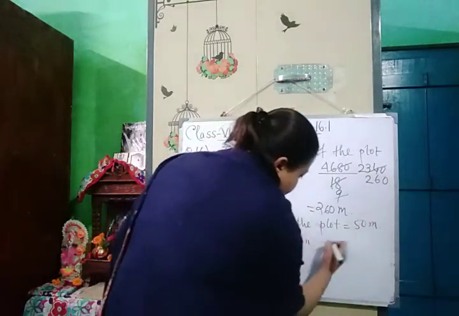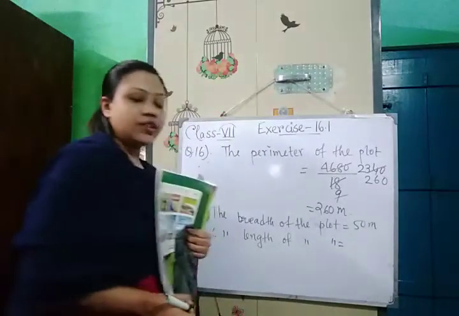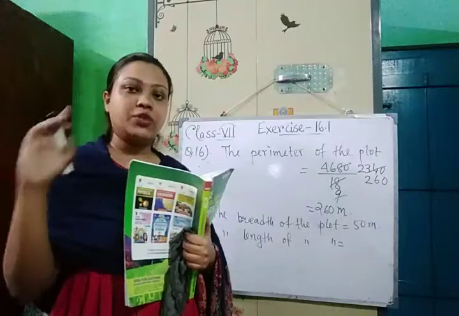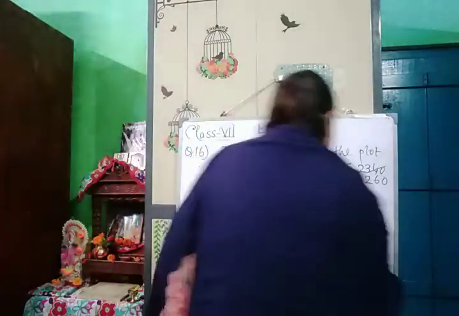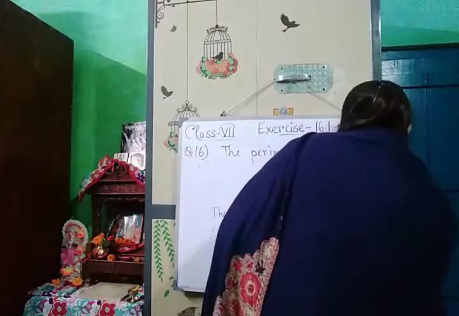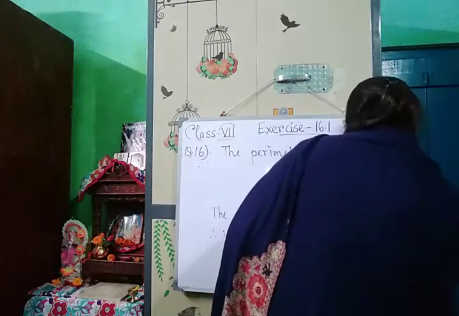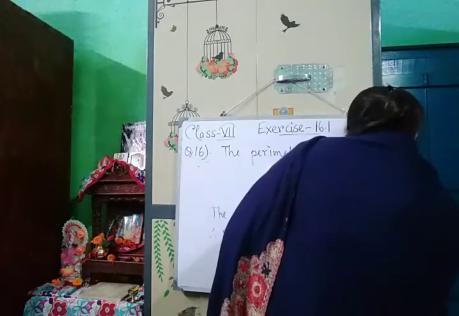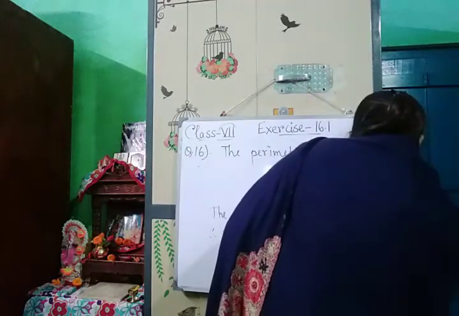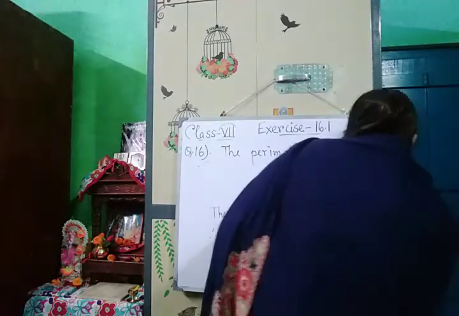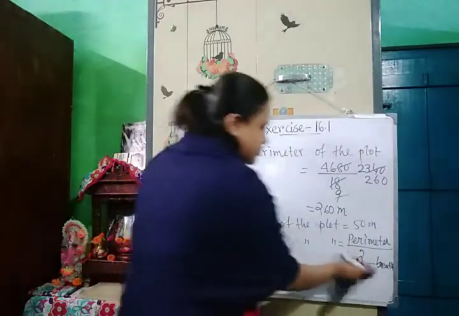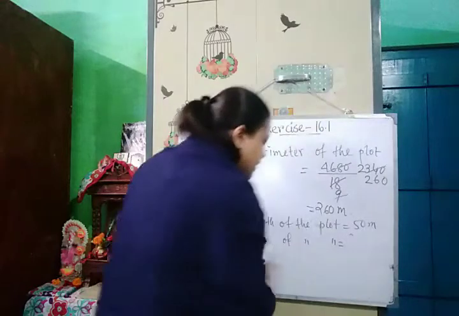of the plot is equals to, you know the formula to find out the length of the plot, perimeter divided by 2 minus breadth. So perimeter, I am writing the formula here. You will have to write the formula also. Perimeter divided by 2 minus breadth. See, space was not there, so I have written minus breadth here. Okay. Writing the formula here.